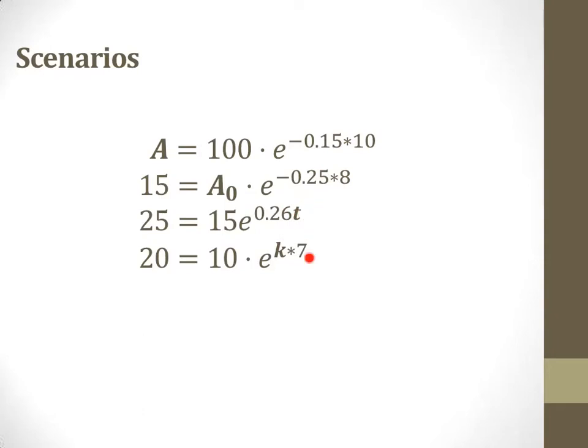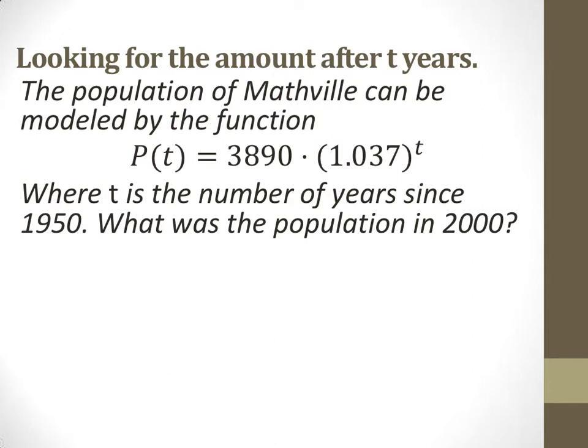Actually, the last one you solve in the exact same way because the variable, sure, it's the rate instead of the time, but that's okay. It's still up in that exponent. You're going to use the same process for both of these. Now let's look at some specific examples.